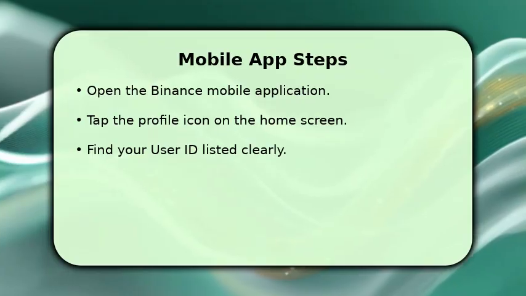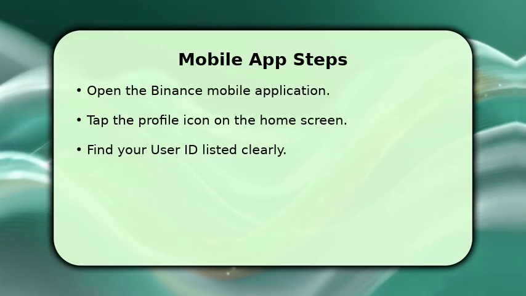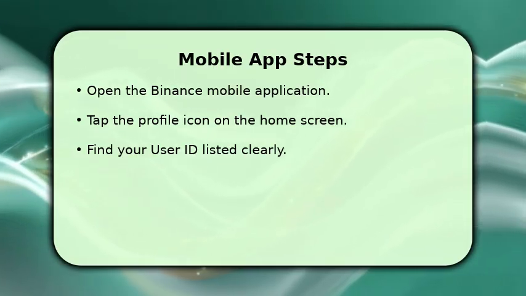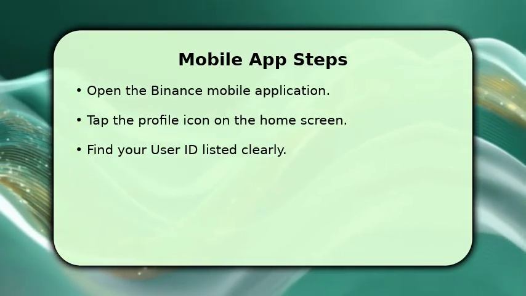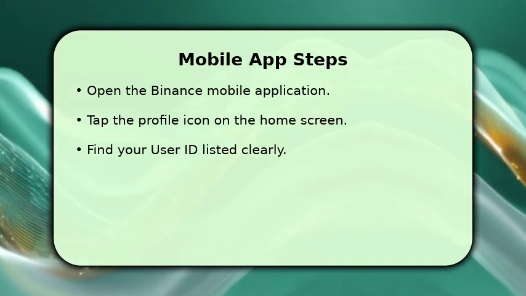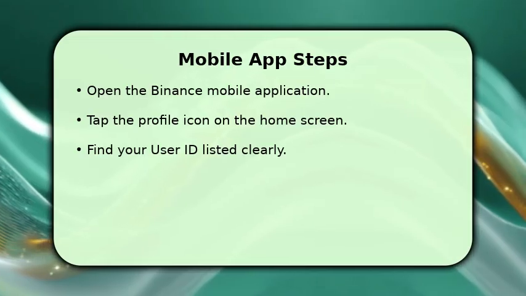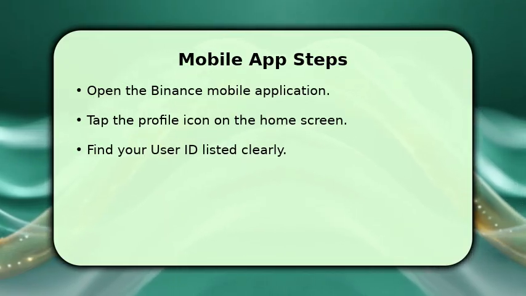For those using the Binance mobile application, open the app and log in. On the home screen, you will usually see a small profile icon, often in the top left corner. Tap this icon to access your personal profile page. Your user ID will be prominently displayed there, often near your account name or email. It's a straightforward process to find it.